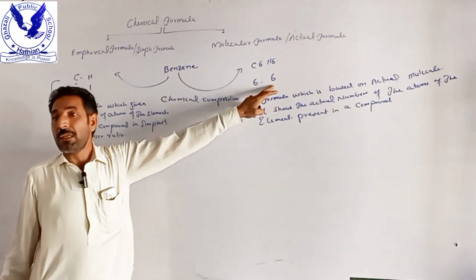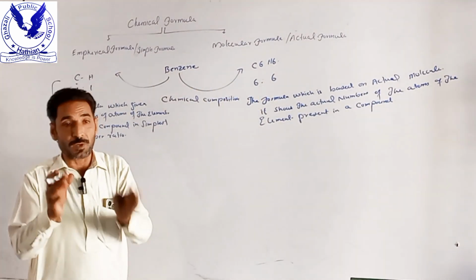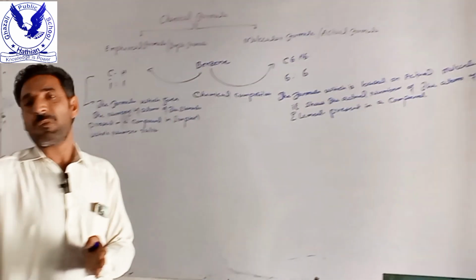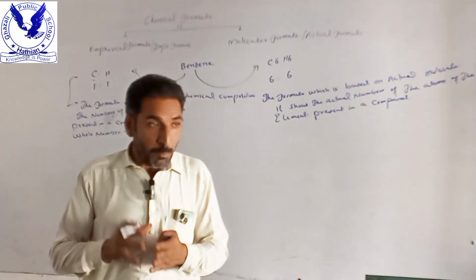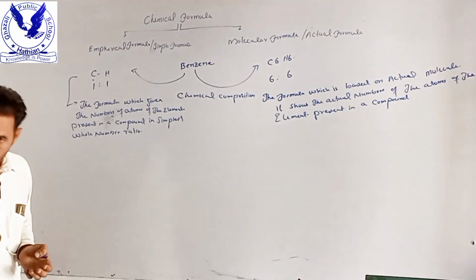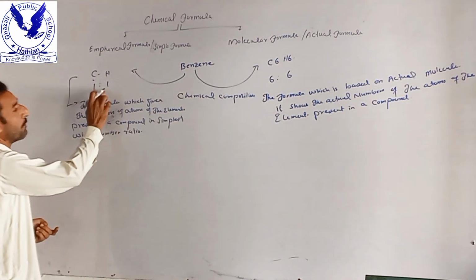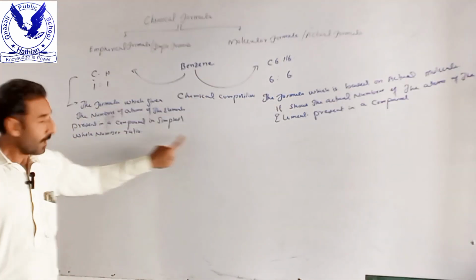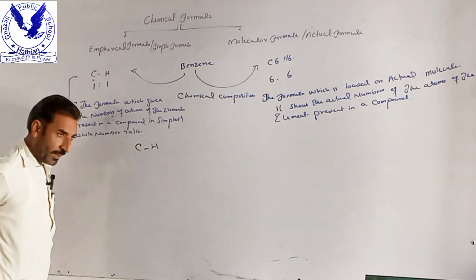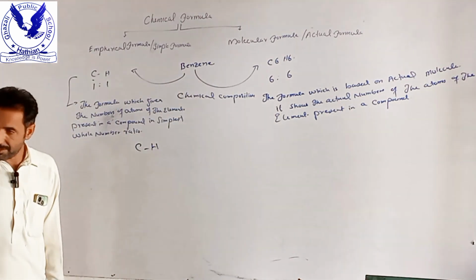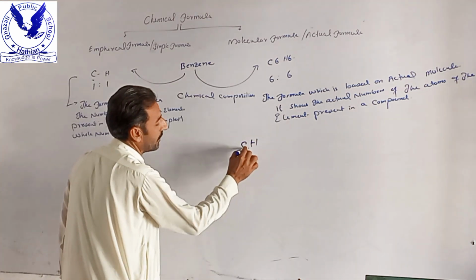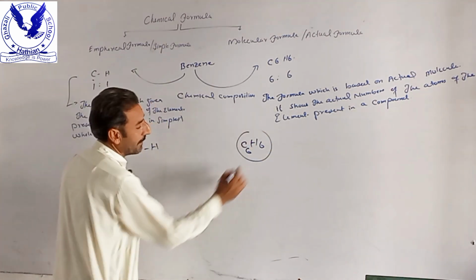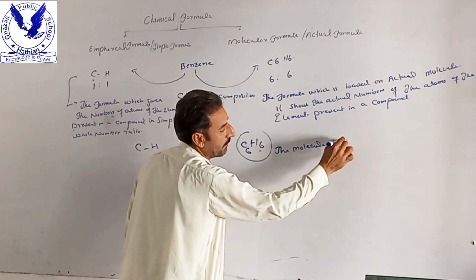The relationship between the molecular and empirical formula: what is the relationship? The molecular formula of a compound is a simple multiple of the empirical formula of that compound. Is it clear? The compound has two formulas, one is CH, which is the empirical formula of benzene, and this is C6H6, its molecular formula.